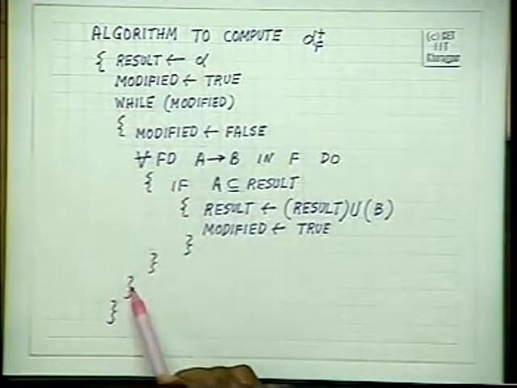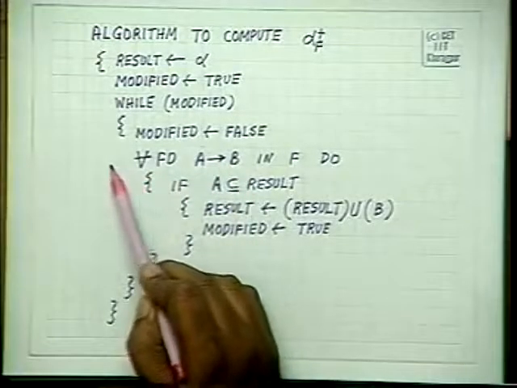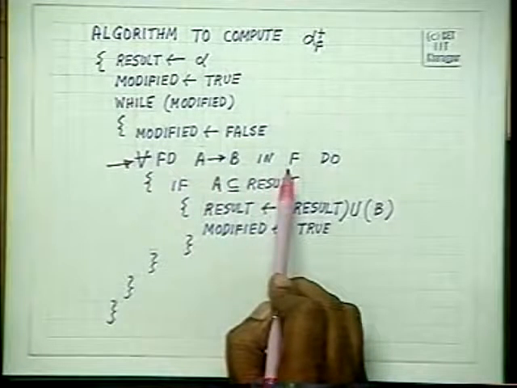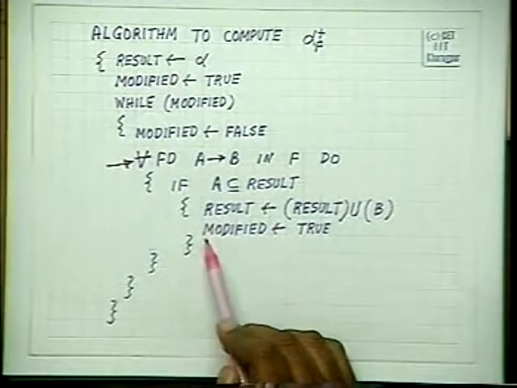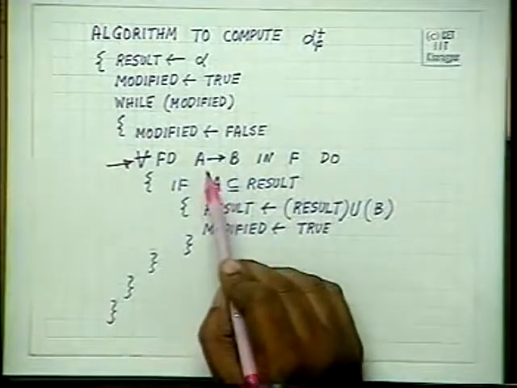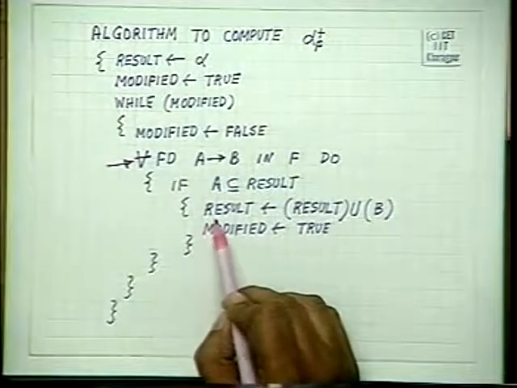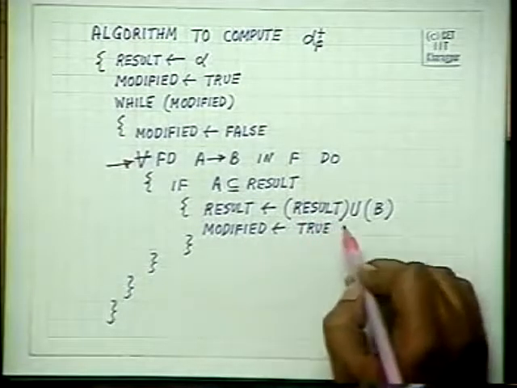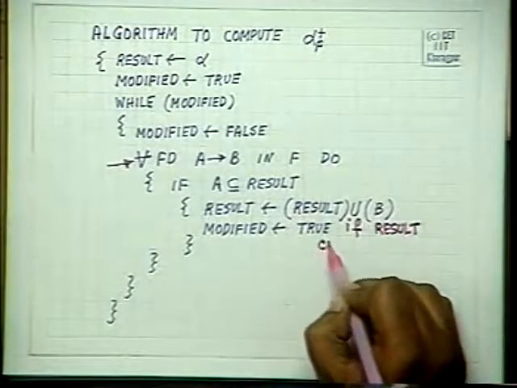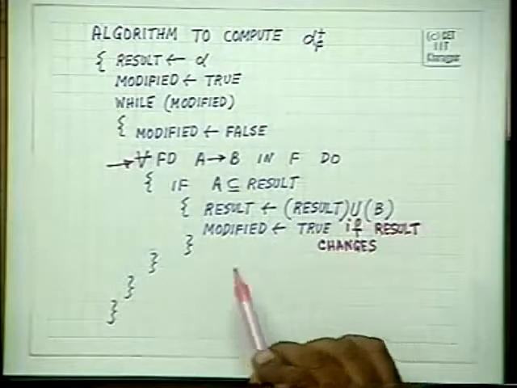The program exits when, after entering this phase, for no functional dependency does this hold, and this modified really takes place. There is a slight mistake here. The mistake is that even if A is there, it will still have this. So we must make result union B, modified is true, if result changes. That is, if the value of the attribute set changes.